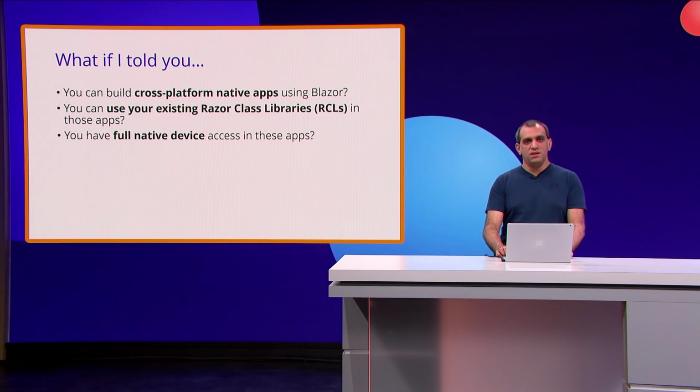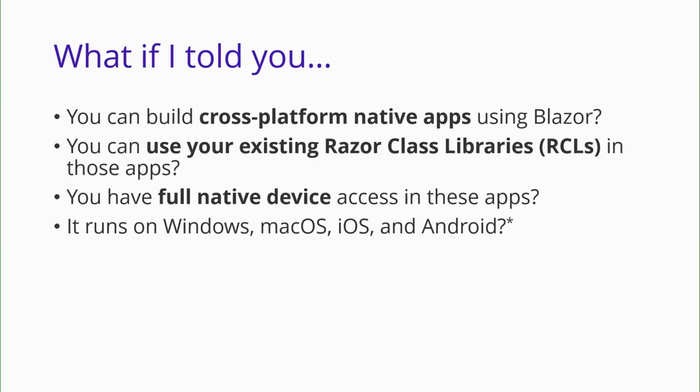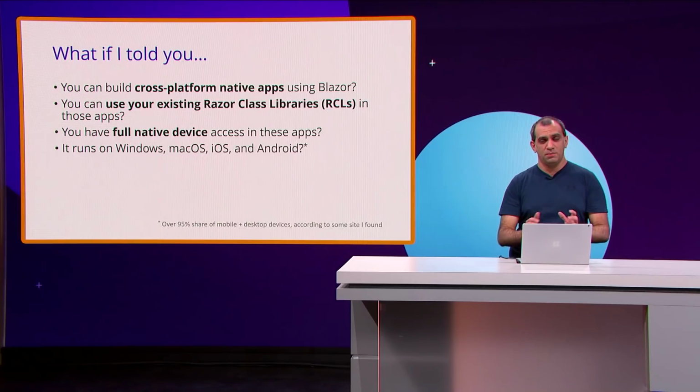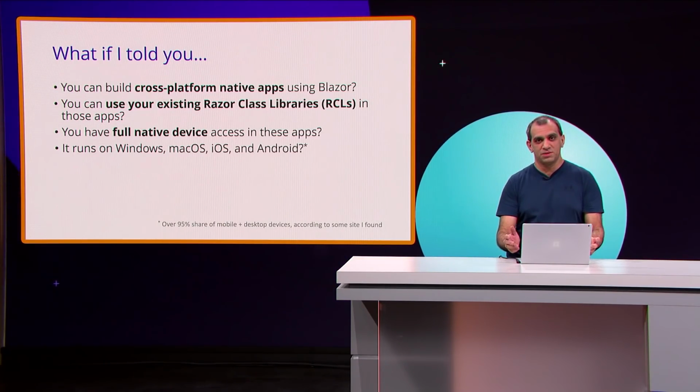What if I told you that in those apps you had full native device access from all of those platforms, and that it runs on Windows, macOS, iOS, and Android? And I put a little asterisk there. I went to some site, and it said that if you take those 4 operating systems combined, that's more than 95% of the market share of devices that can run apps. That's a lot. So with Blazor, you can do all of these things, and Blazor Hybrid is how you do it. So what exactly is Blazor Hybrid?